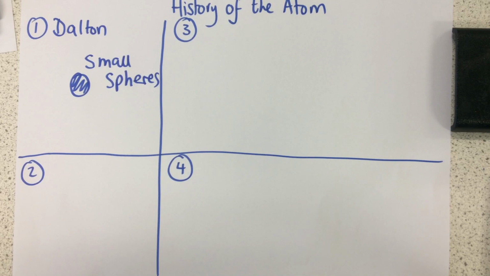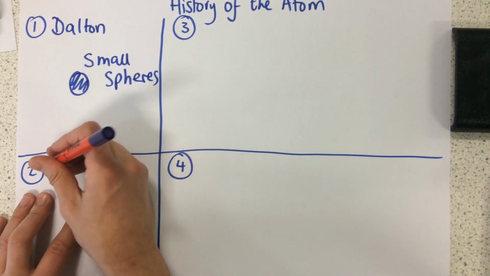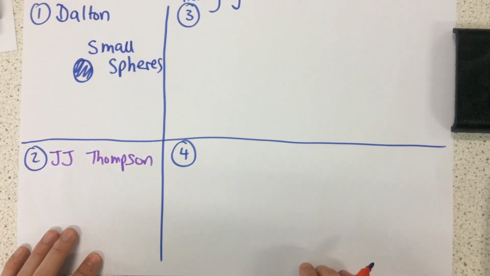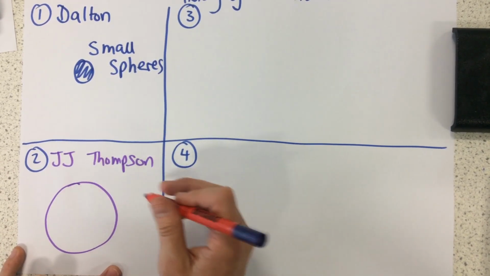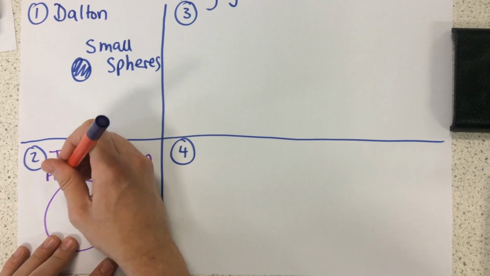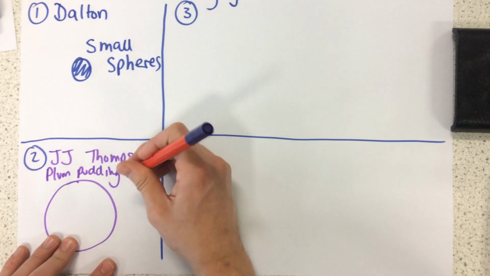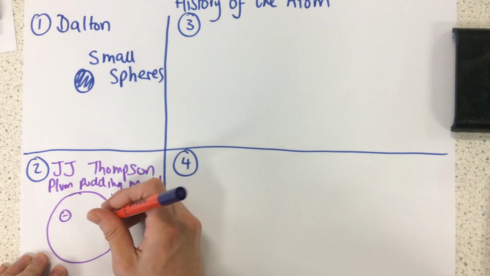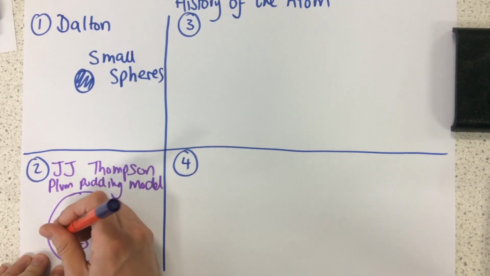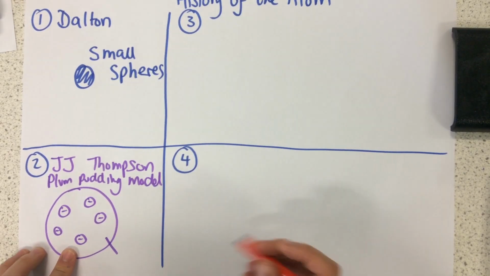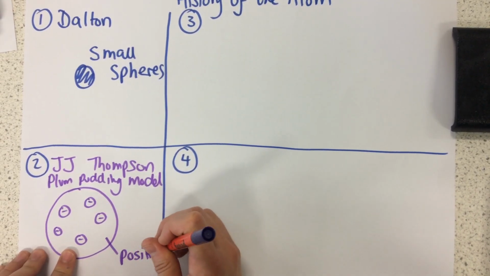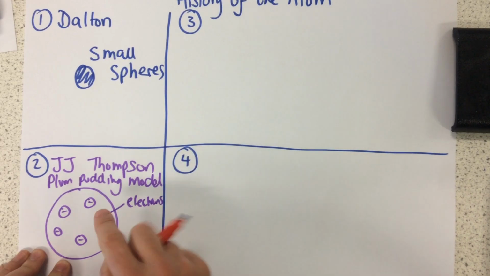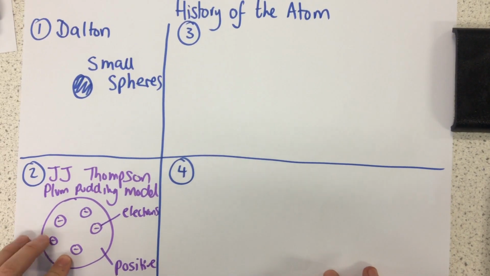Now, a little later, in 1897, J.J. Thomson came along, and his work showed something a little different. He called it the plum pudding model, and the reason for this was his idea of the atom looked a little bit like a plum pudding. What you had is all of these negative electrons within a plum pudding of positive charge. So his idea was that most of the atom was positive, but we had these negative electrons dotted throughout it like a plum pudding.